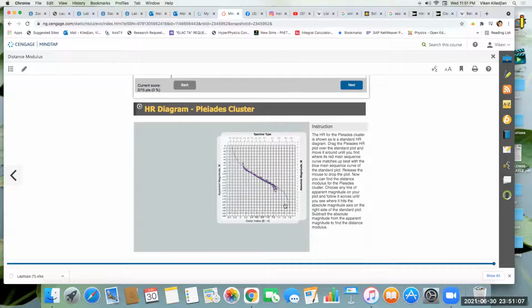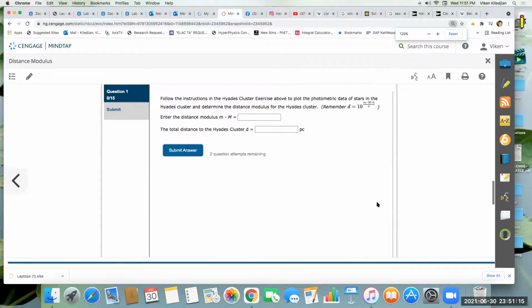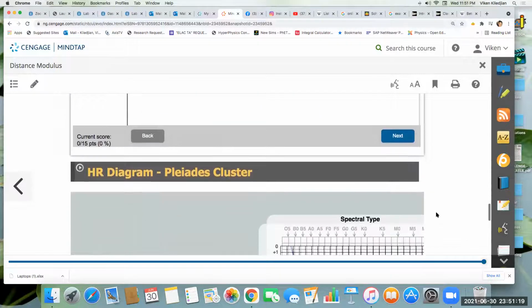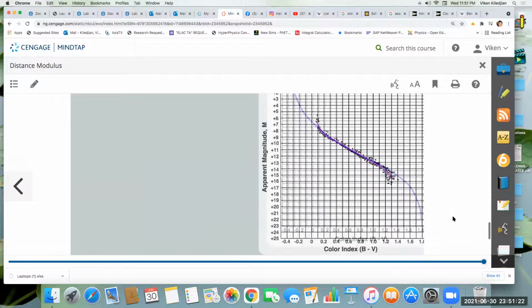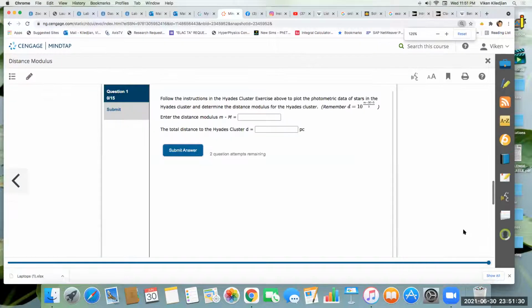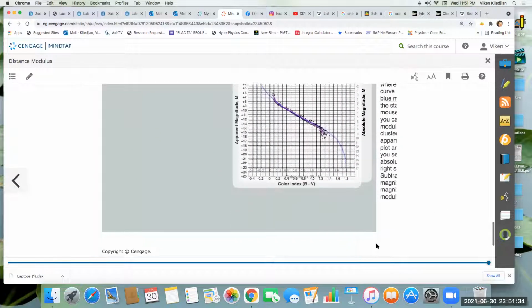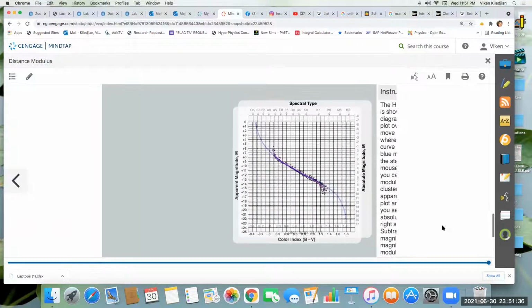I think that should be right there. And now let's zoom in. Not too bad. When you zoom in, yeah, there you go. Okay, that's good.